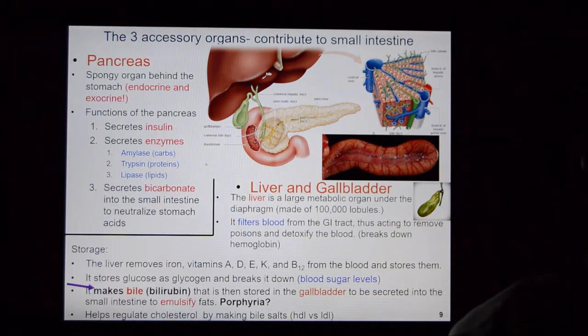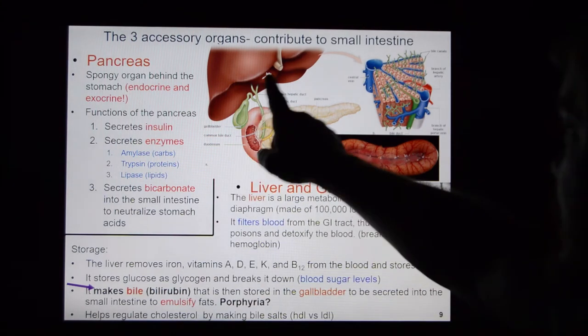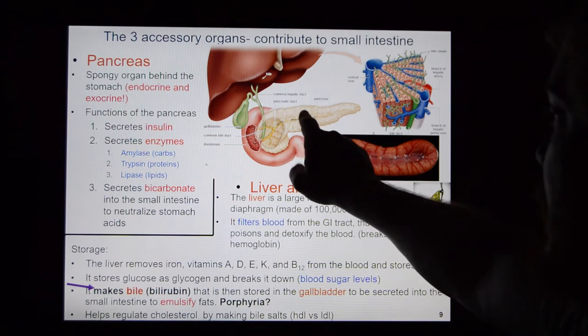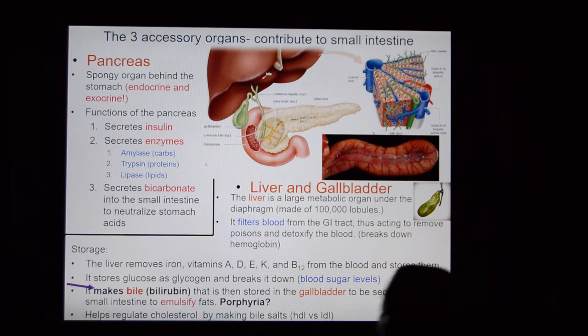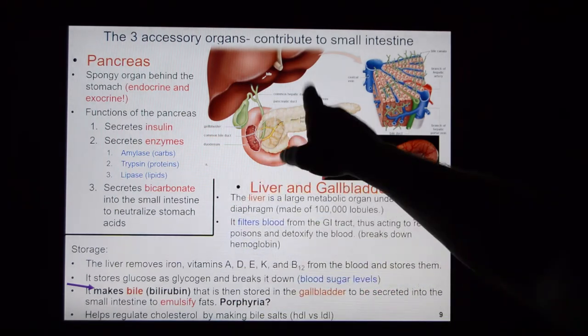So bicarb is a chemical that will take the acidic chyme of the stomach and very quickly neutralize that to a normalized pH. So the chyme coming out of the stomach is like a pH of 2, and that would completely eat up the lining of the small intestine. The small intestine is not built to handle that level of acidity. So the moment you dump food into the small intestine, the pancreas dumps bicarbonate into that chyme and puts the pH up to about a 7, okay, which would be about neutral. So we are neutralizing the pH using bicarb from the pancreas.